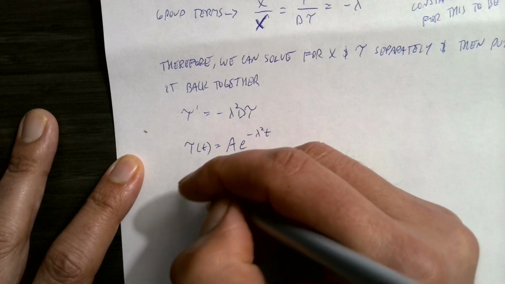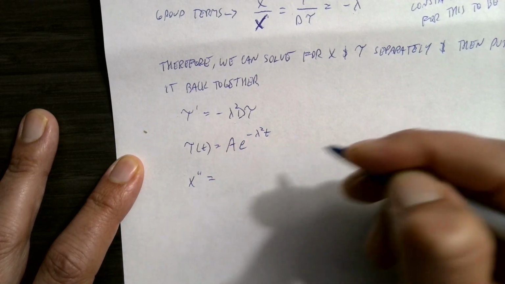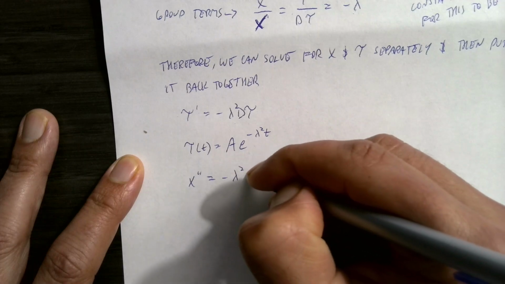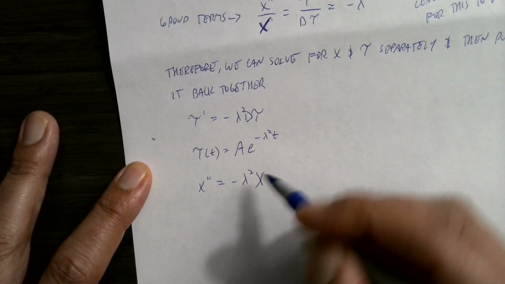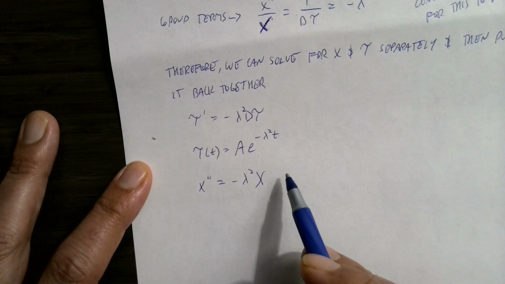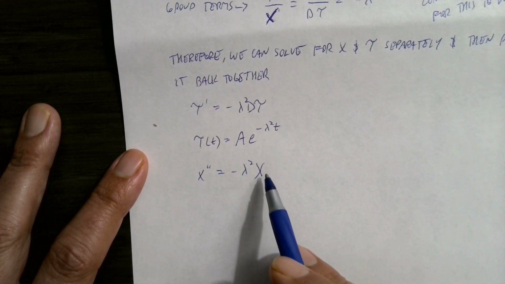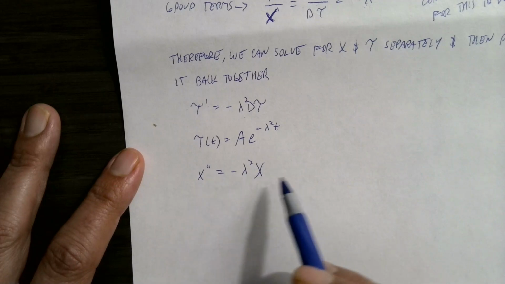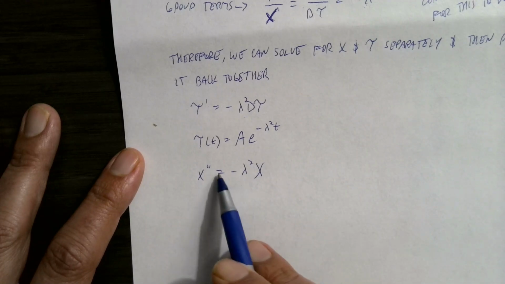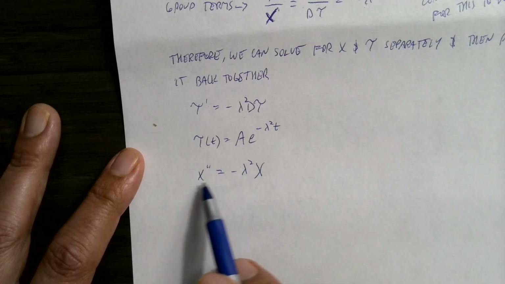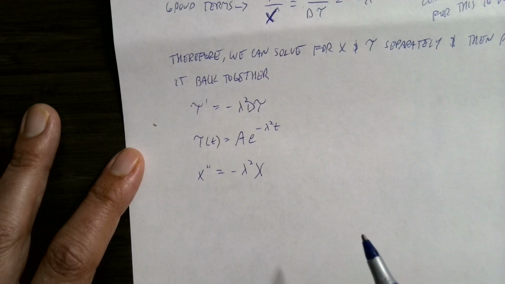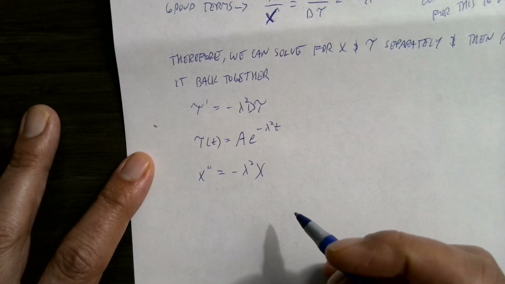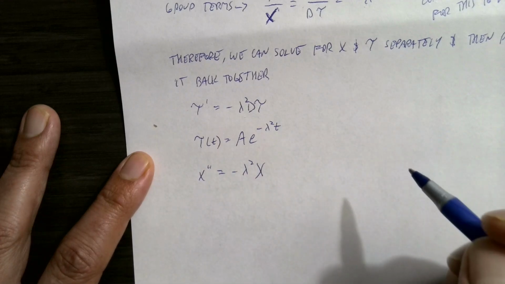Now let's look at X. So here we have X double prime is equal to minus lambda squared times X. And this one is harder, so we need a function that if you take its derivative twice, we get the opposite of that. Oftentimes you end up with an exponential function here, like e to the lambda t. But that's not going to work in this case because we need it to change sign if we take its derivative twice. And so the functions that are going to work are sine and cosine.